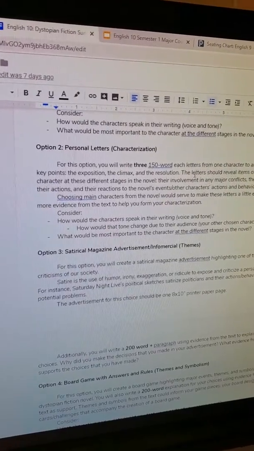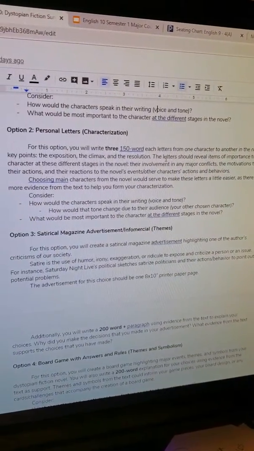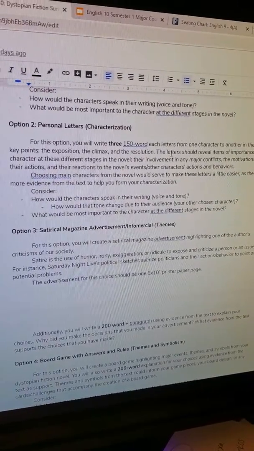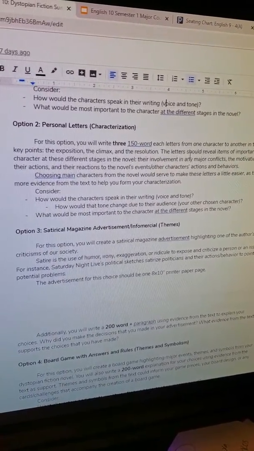And again, the focus there is on characterization. So what do you know about the character? What would they be concerned about? What are their thoughts in those moments? And choosing who to write to also reveals a lot about the character.